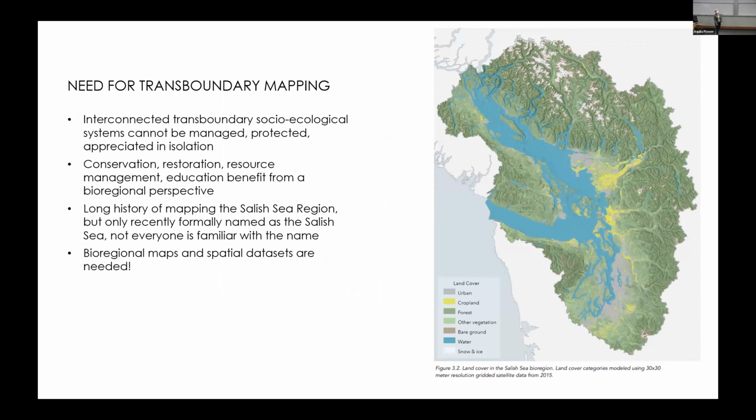So that sets up my case for the need for transboundary mapping, I think. We have this interconnected transboundary socioecological system here. A little bit of a mouthful. Everything is connected. That's the simple way to think about it. And I think we cannot manage, conserve, protect, understand, or really properly appreciate these transboundary systems in isolation. So we need bioregional maps. We need bioregional spatial data sets.